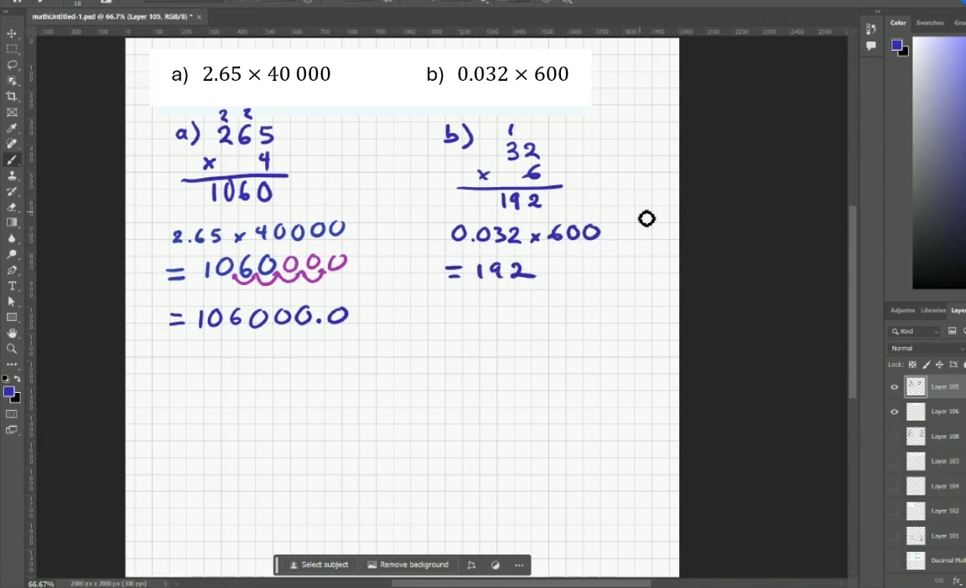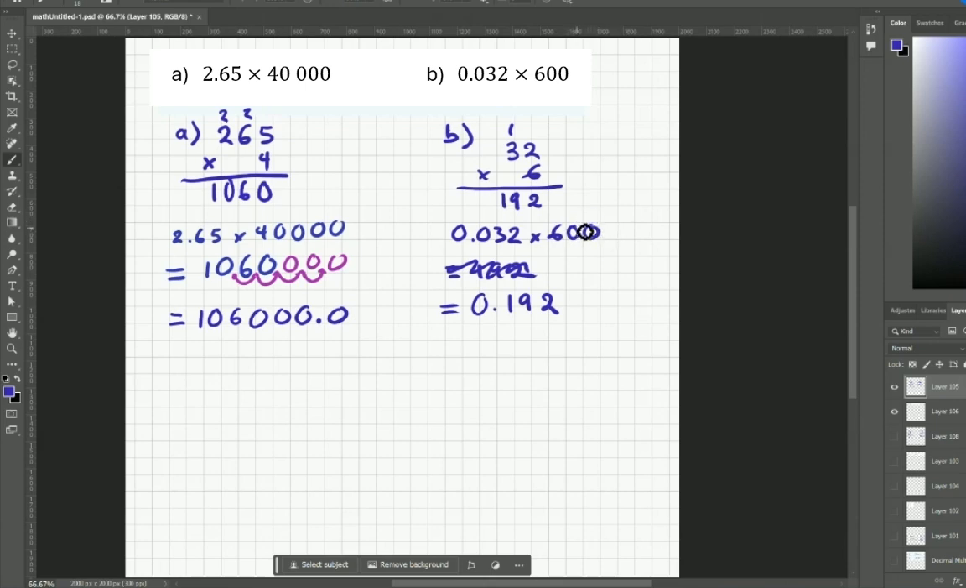Now that's obviously not true. We need to first add back in our original decimal places, which is 1, 2, and 3 here. So we've got 1, we've got 2, we've got 3. So in reality, this here is equal to 0.192.